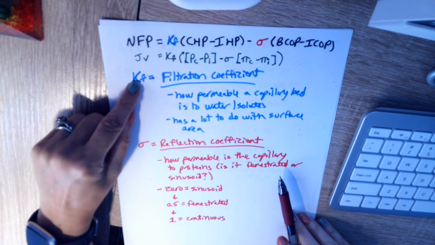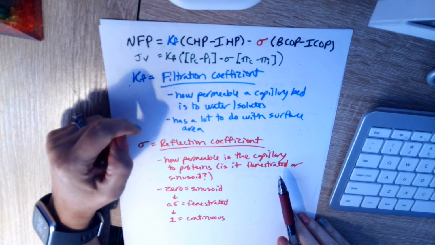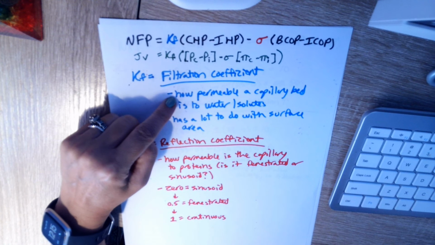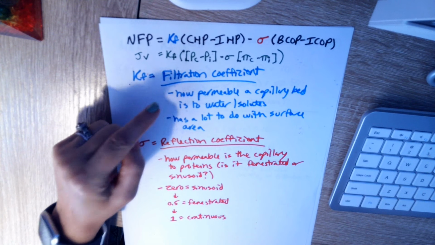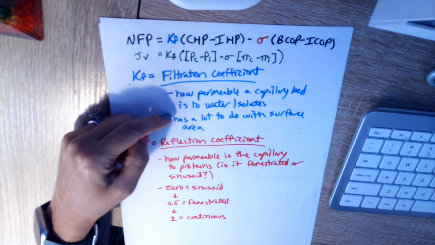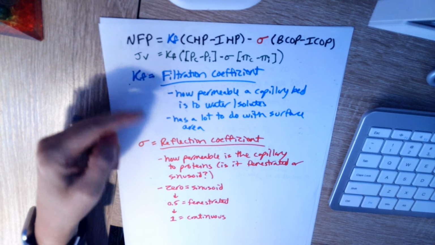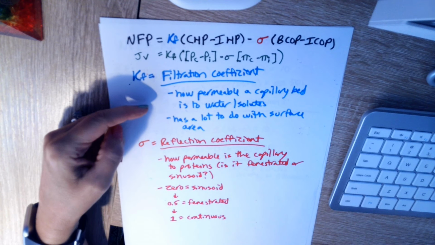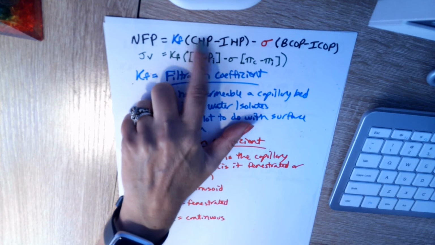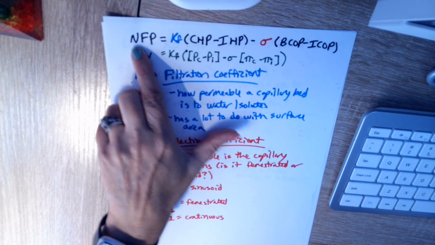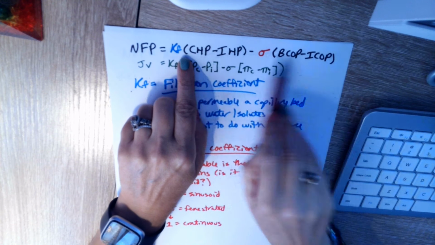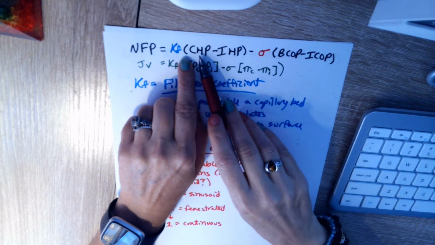So what is the KF? It's the filtration coefficient. This has to do with how permeable the capillary bed is, how easy it is for filtration to occur in this capillary bed. So it has very much to do with the surface area of the capillary bed. The greater the surface area, the greater the filtration coefficient will be. And the bigger this number, the bigger the net hydrostatic pressure will tend to be, which means that you'll have a higher net filtration.